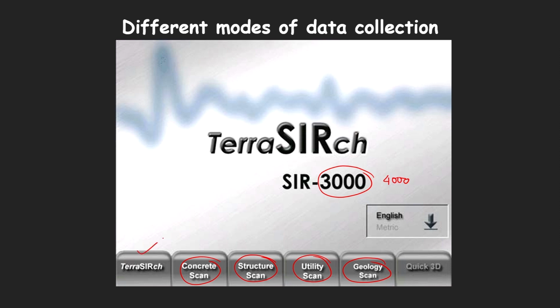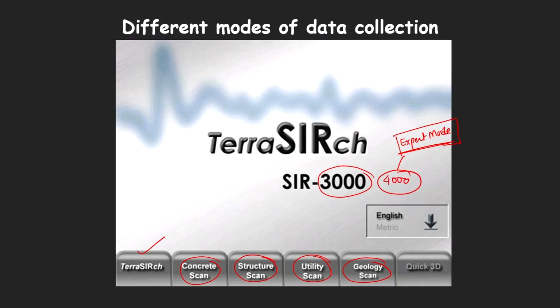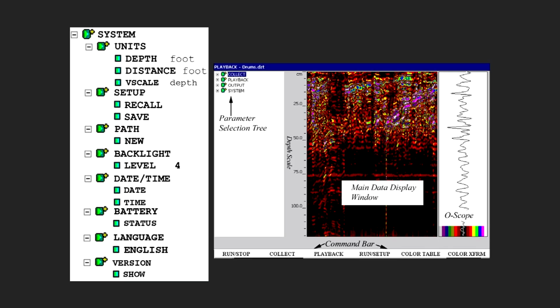But in the 4000, what we call the expert mode, is the same as TerraSearch here. In expert mode or TerraSearch, you can modify the parameters as per your requirements and depending on your experience. So we'll briefly discuss what those parameters are while collecting data.